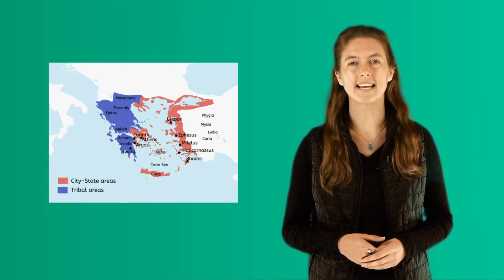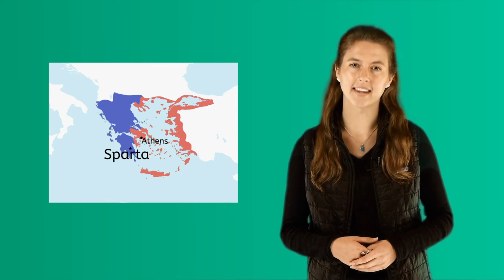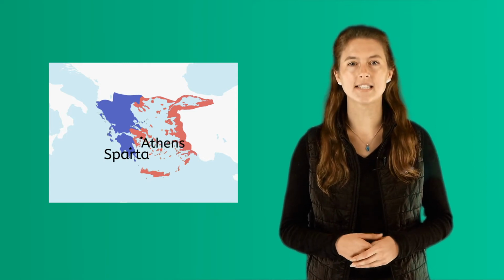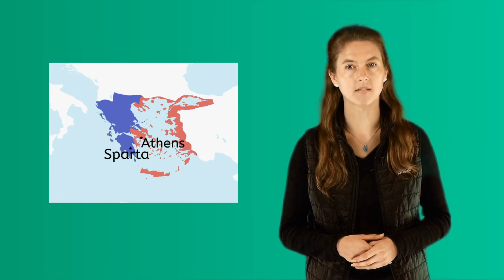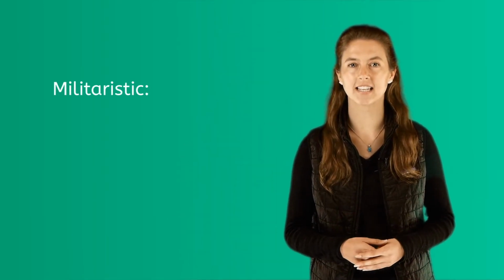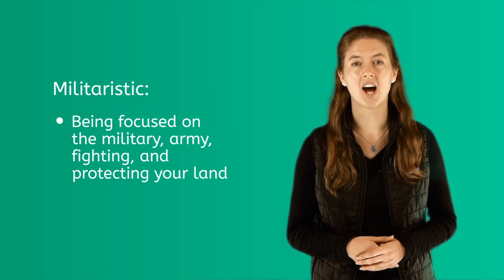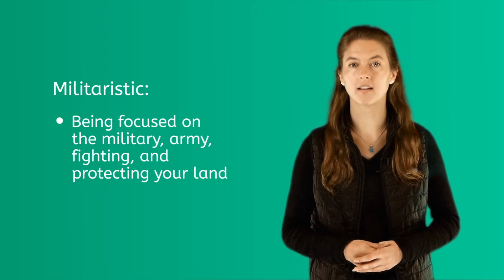Two famous city-states that became larger and powerful were Sparta and Athens. They were very different in terms of how they governed themselves and how their culture or social structure developed. Sparta was a city-state that was very militaristic. This meant it focused a lot of its resources, time, and money on keeping up a strong army.